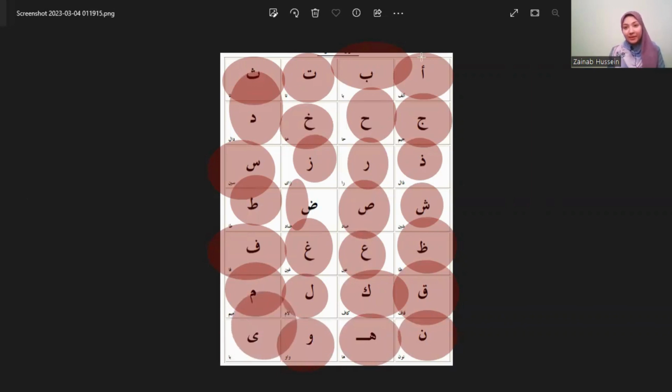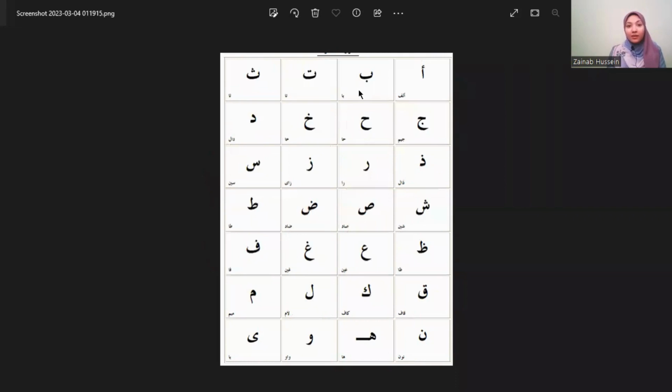Okay, now we have finished the letters. How to make these letters sound? You will see.